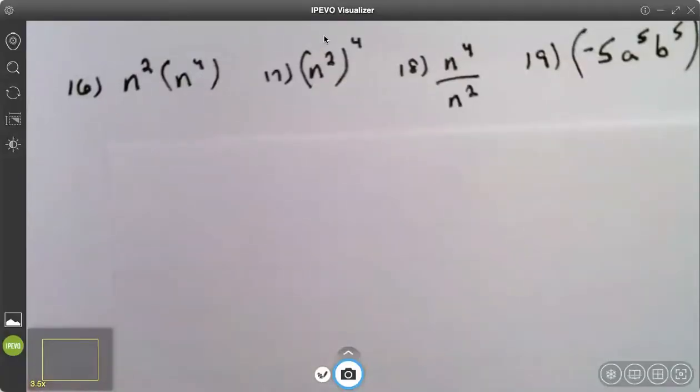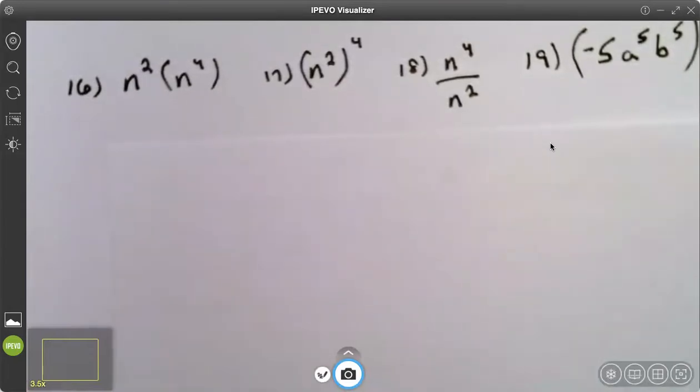16 through 18 is just a very basic review of the 3 things that mostly we do, which is multiply, power to a power, and divide. Obviously, when there's more than one on the screen, you can go ahead and do them all. But I'm still going to go over them one at a time. Number 16.